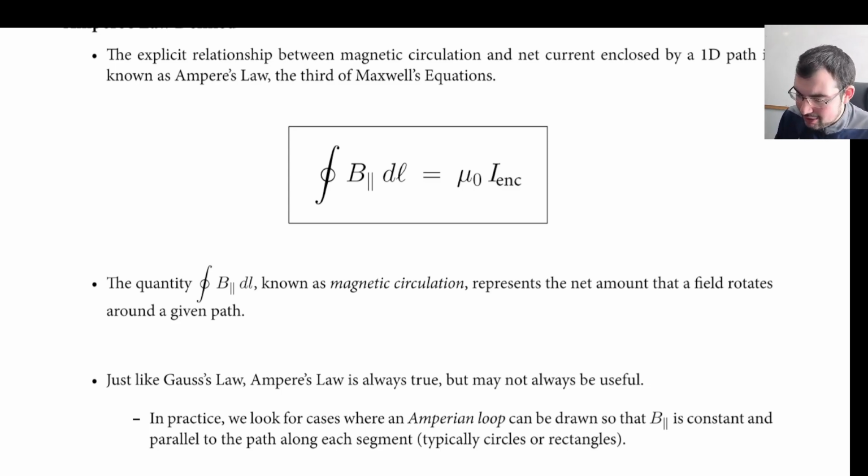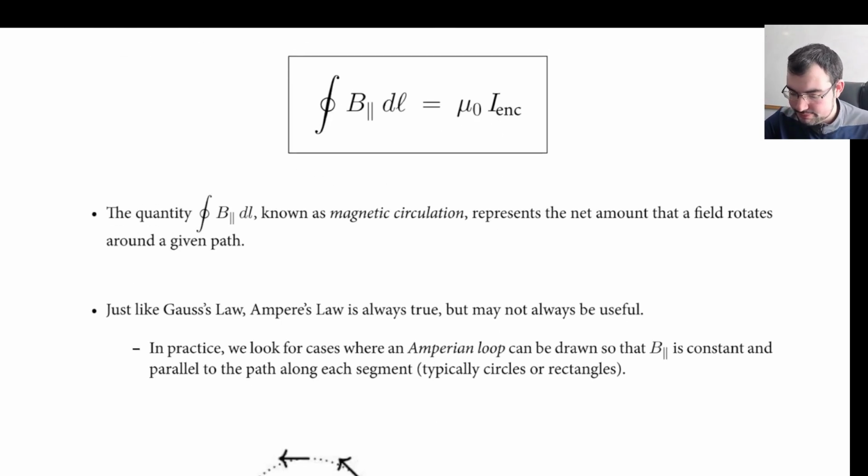So this quantity, I don't know if it really has an official name. I've called it circulation, and a lot of people also do. So I think we're going to call it circulation, because that rolls off the tongue a lot better than the path integral of the parallel component of B dl.